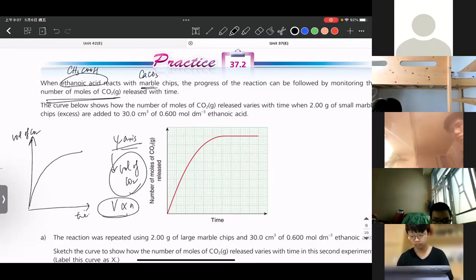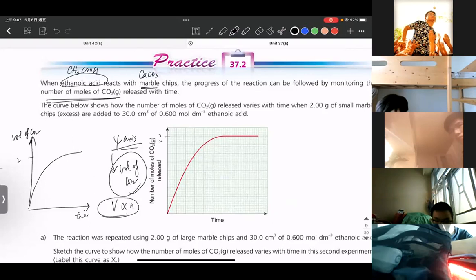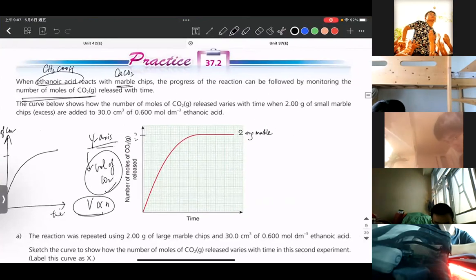So we call it direct proportion. But of course, the exact numbers are different between the two, because the quantity is different. The unit is different. Now, the curve shows how the number of moles of CO2 released varies with time, with 2.00 gram of small marble chips.